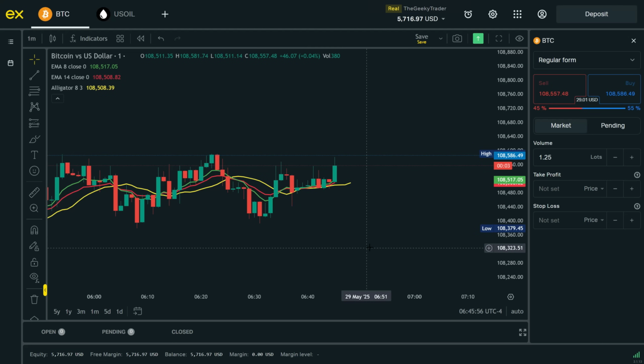Now that we've got our settings dialed in, let's move on and dive into how to use this setup to scalp the markets and find those quick, profitable trades.